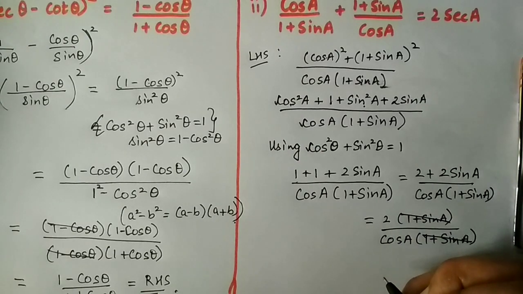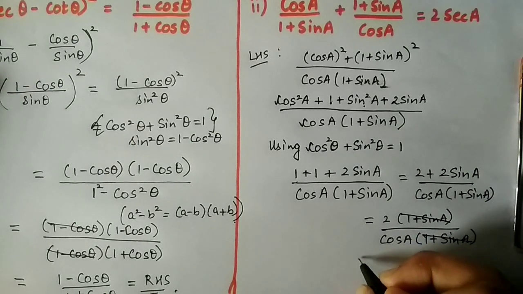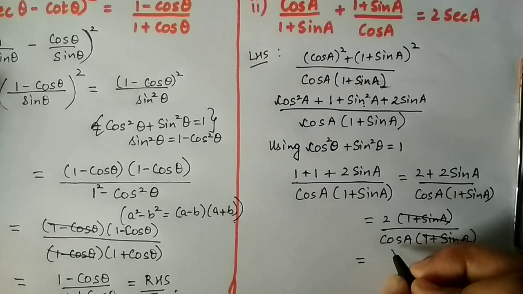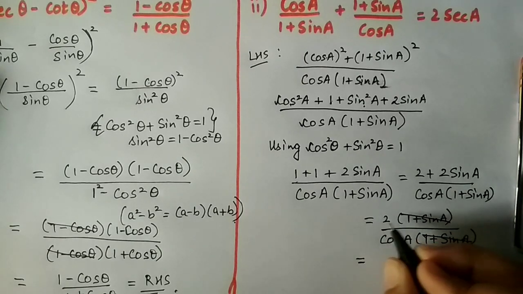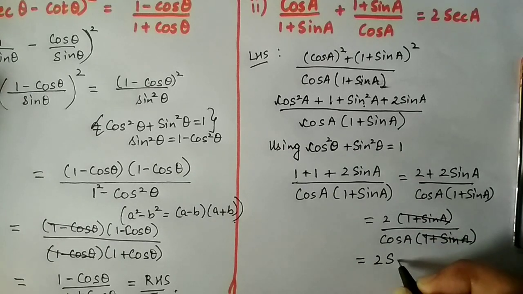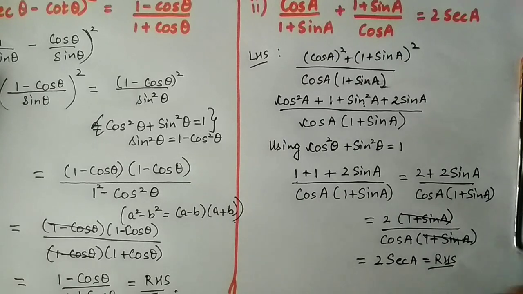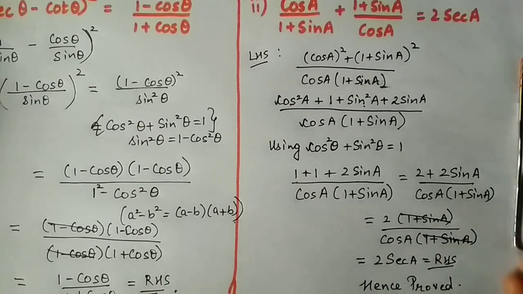You know cos a is the reciprocal of secant a, or you can say secant a is the reciprocal of cos a. So you can write 1 upon cos a equal to secant a, and in multiplication 2 is there, so 2 into 1 upon cos a, that is secant a, and that is your right hand side. Hence proved. Now see the next part.